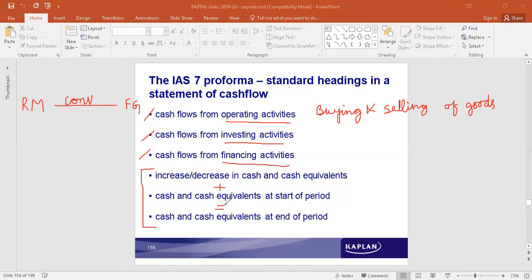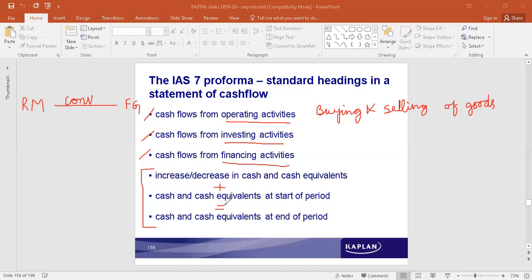There are three activities, but four sections. I mean, technically they are not mentioned as sections, but for ease of understanding, we see that one part of the statement of cash flow is with respect to operating activities. One section deals with investing activities. The third one deals with financing activities.